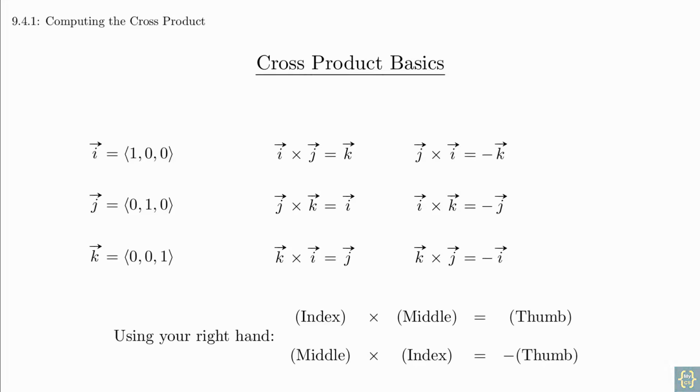The first term of the cross product is the index finger, the second term is the middle finger, and the result is the thumb. If we swap the order, then we have to turn our hand upside down to swap the positions of our index and middle finger.